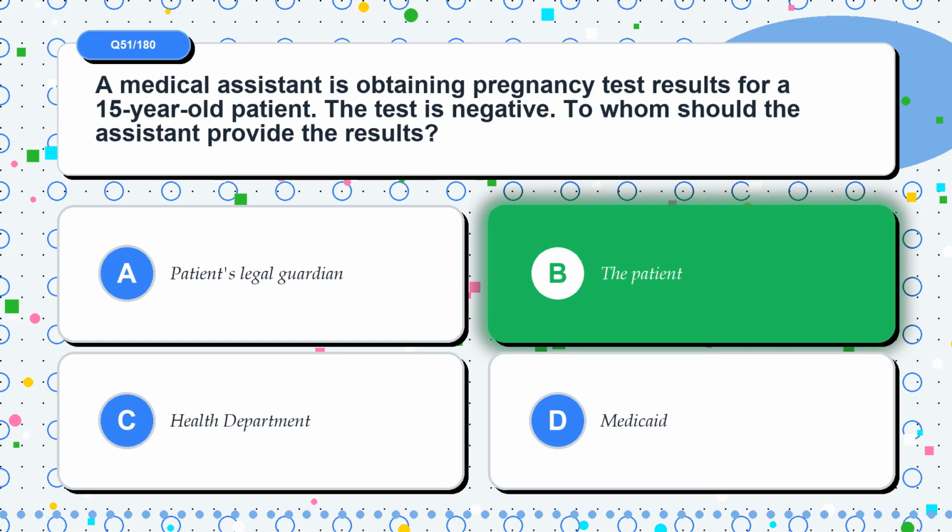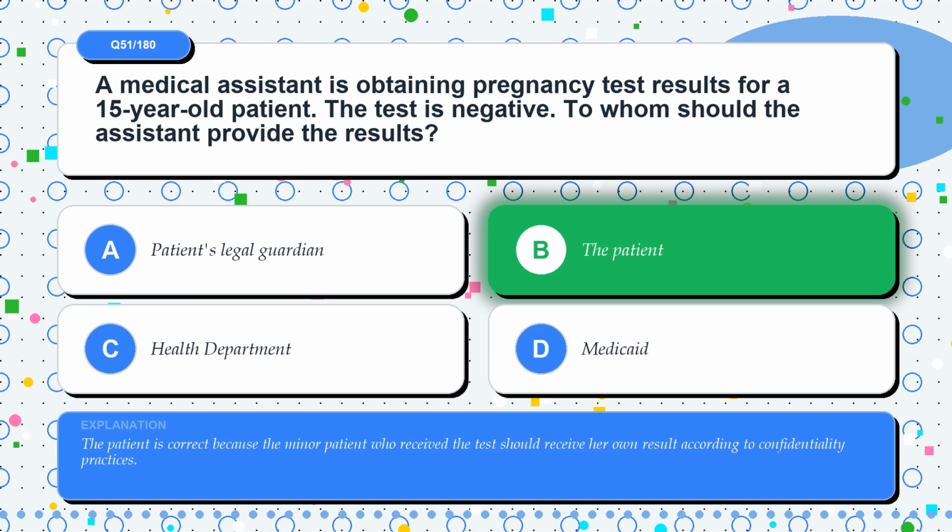The correct answer is option B. The patient is correct because the minor patient who received the test should receive her own result according to confidentiality practices.